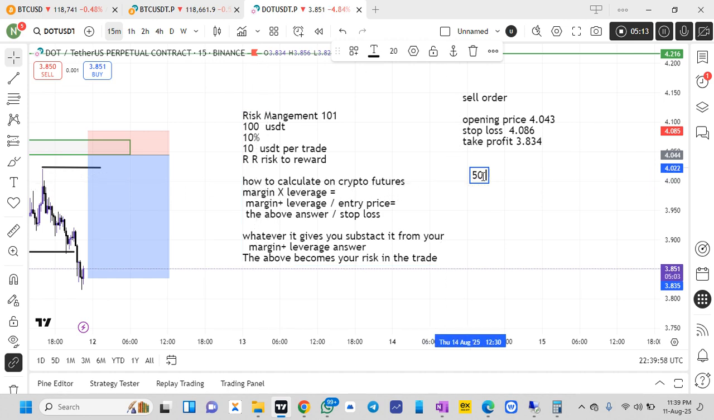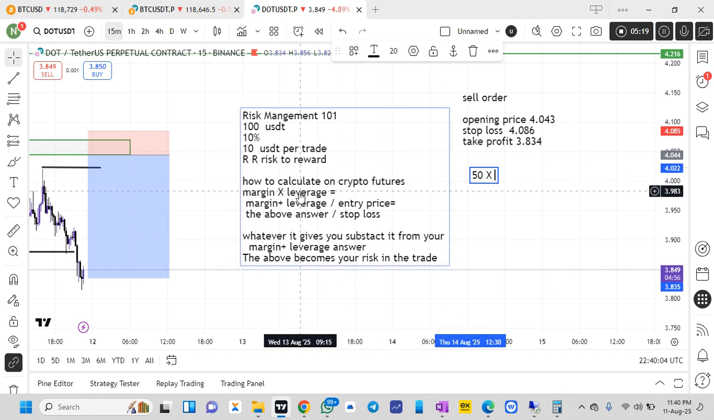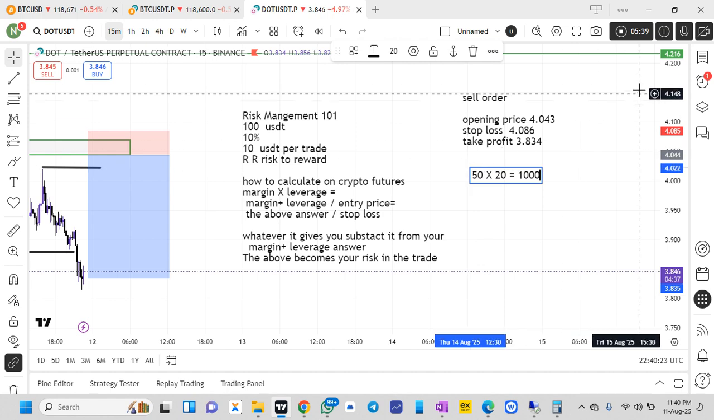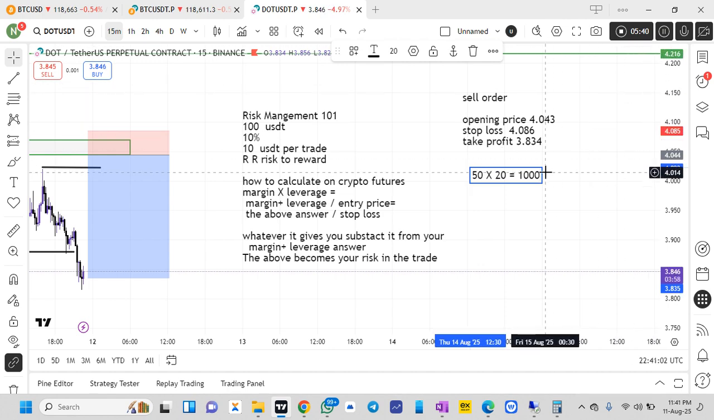So now how you do this is, 50, which is your margin, the money that you are willing to risk, multiplied by the leverage. Let's just go with 20x leverage. That will be equivalent to 1,000. So this will give you 1,000.